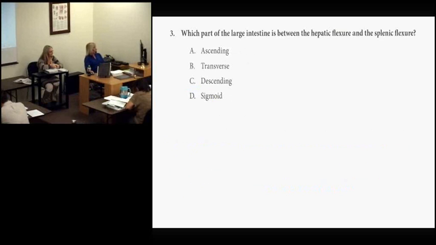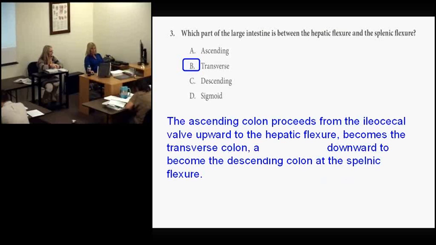Number 3, which part of the large intestine is between the hepatic flexure and the splenic flexure? The transverse colon. The ascending colon proceeds from the ileocecal valve upward to the hepatic flexure, becomes the transverse colon, and then turns downward to become the descending colon at the splenic flexure.